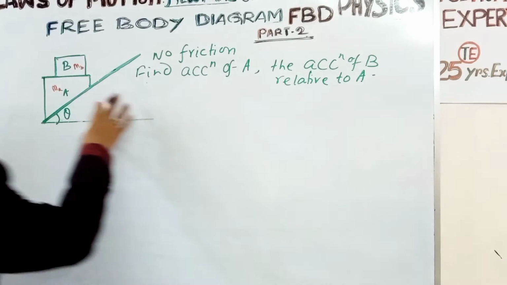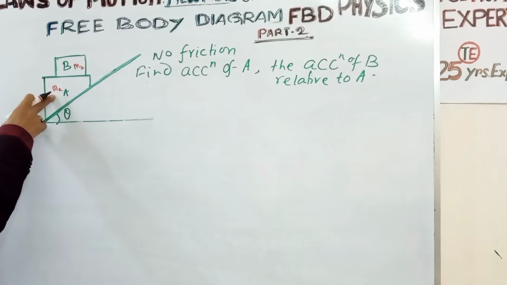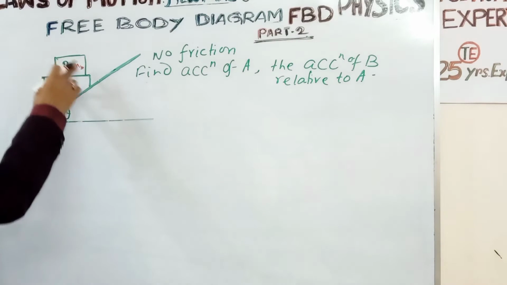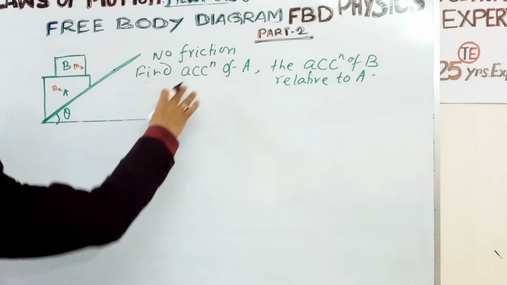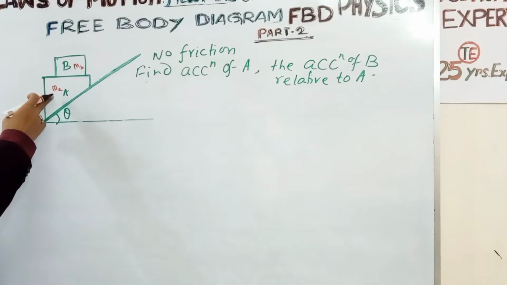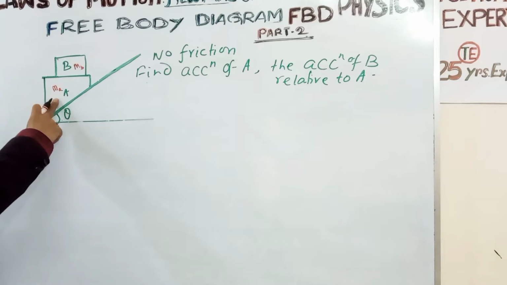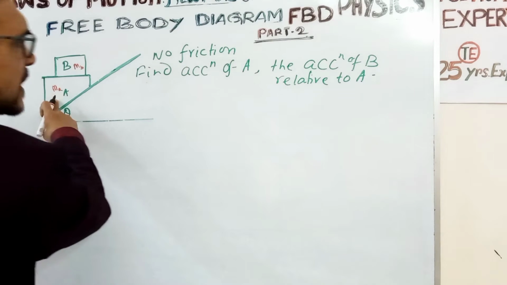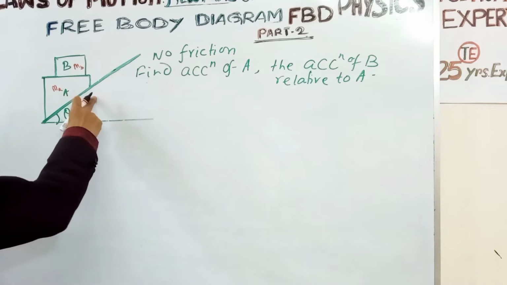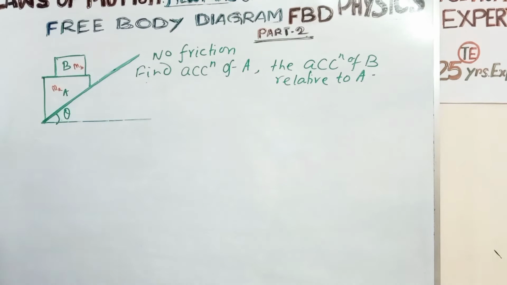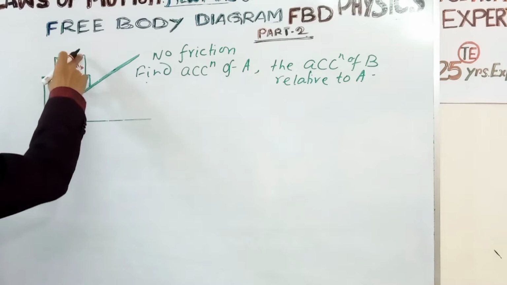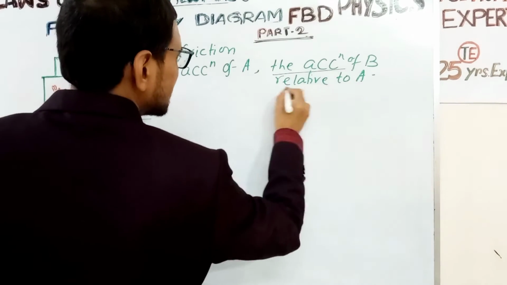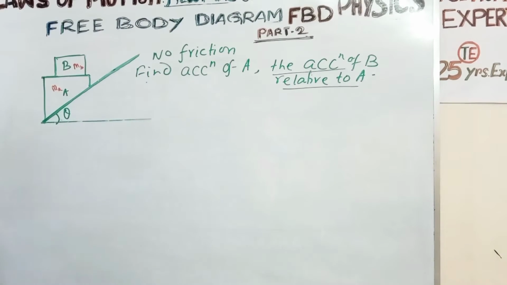The next problem: two blocks, A and B, rest on an inclined plane. The inclined plane is smooth, that is, no friction is present. Find the acceleration of block A and the acceleration of B relative to A. When the two blocks are just released, immediately find the acceleration of block A and the acceleration of B relative to A.